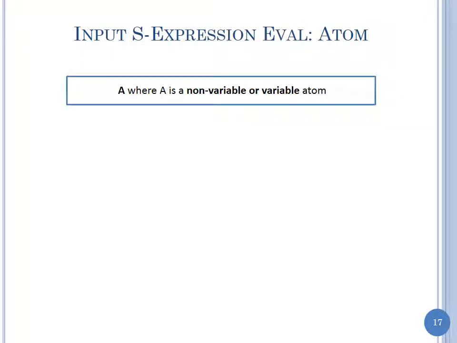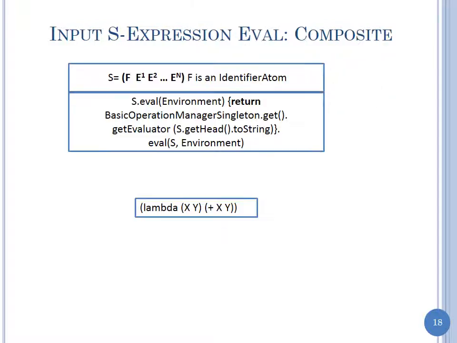So what are the cases we have? Input expressions can be atoms, or input expressions can be composites. We know that the input expression right now is a composite, not an atom. That's why it's confusing, because the input expression is a composite and the interpreted thing is not a composite.